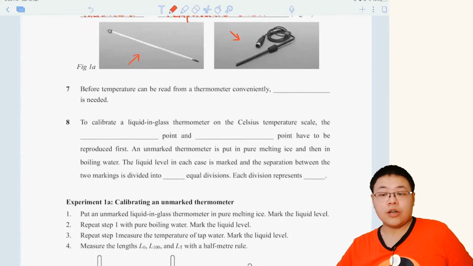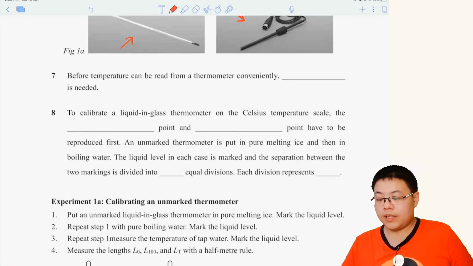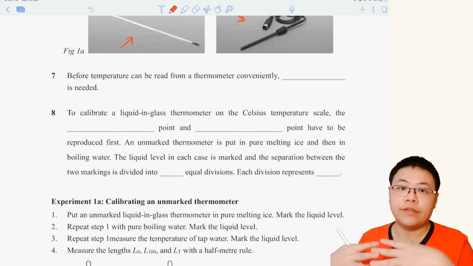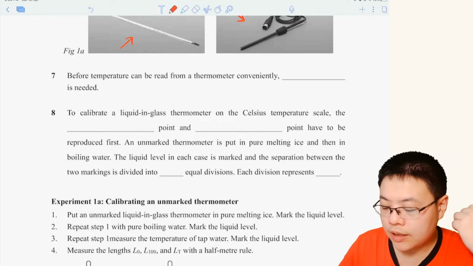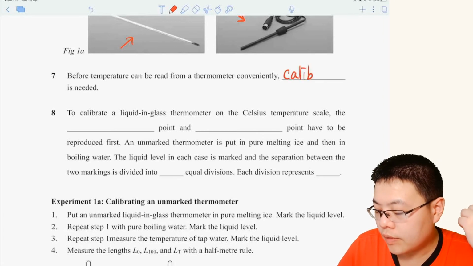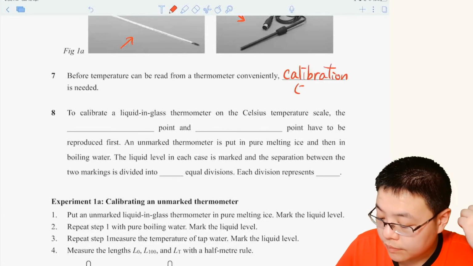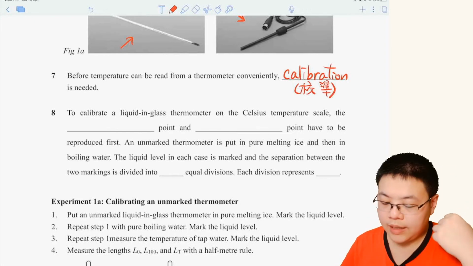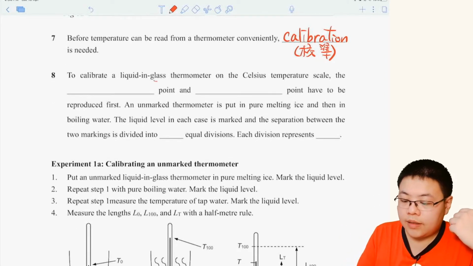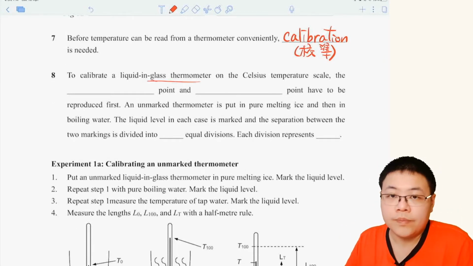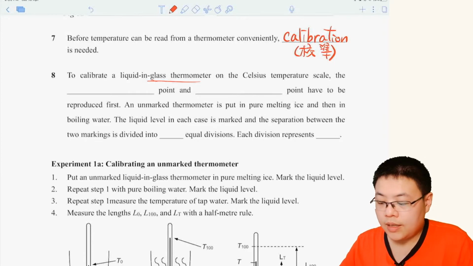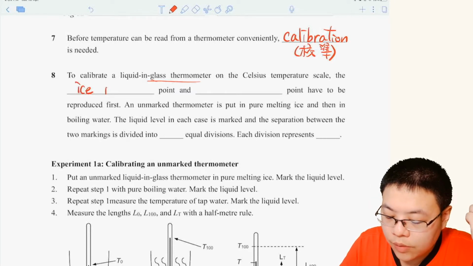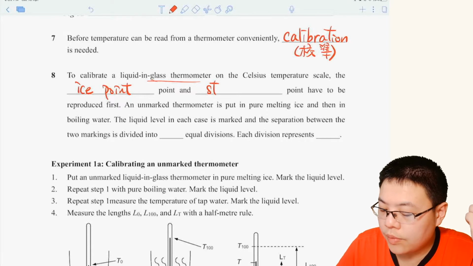Okay, before temperature can be read from a thermometer conveniently, we have to make sure that they are conforming with the standard. Okay, this action is called calibration. And to calibrate the thermometer in Celsius temperature scale, the ice point and the steam point have to be reproduced first. But how do we do that? Okay, ice point and steam point.